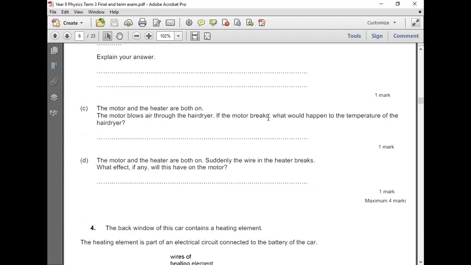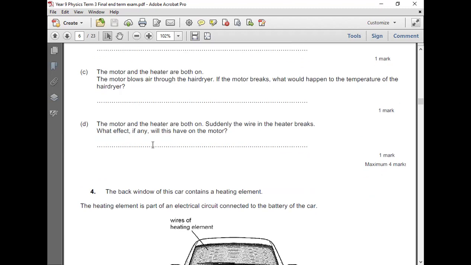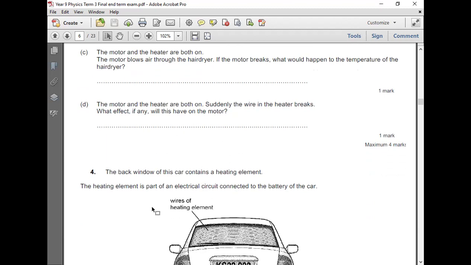If the motor breaks, what would happen to the temperature of the hairdryer? The motor and the heater are both on. Suddenly, the wire in the heater breaks. What effect, if any, will this have on the motor?